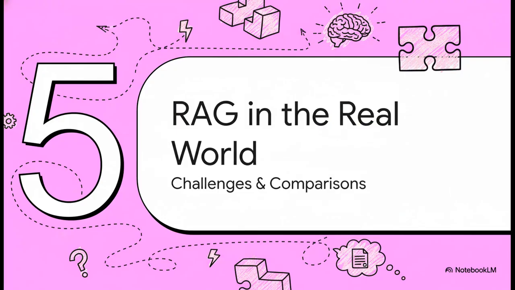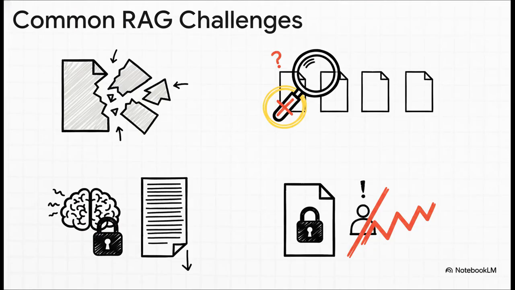So, now that we get the theory, let's talk about what it actually takes to make RAG work well in the real world, because it's not always a perfectly straight line. See, building a really solid RAG system means you have to navigate some common hurdles. You might have poorly made chunks that break the context. Your search might just miss the right document altogether. And this one's huge. You have to build in security from the very start to make sure users only see the information they're actually allowed to see.